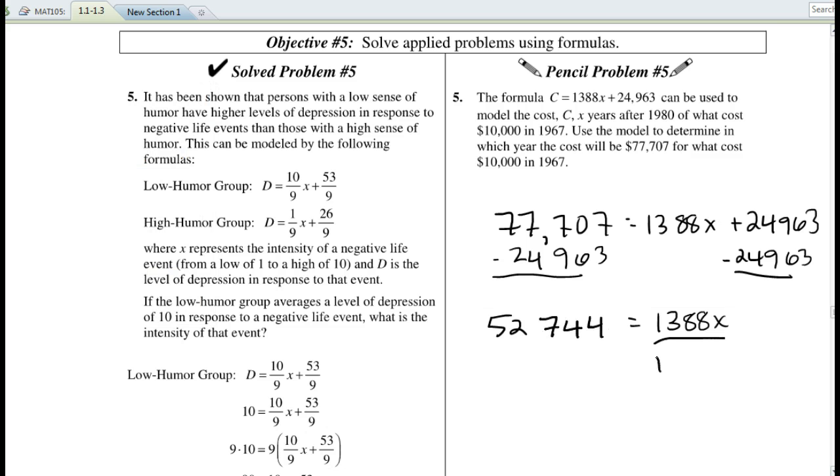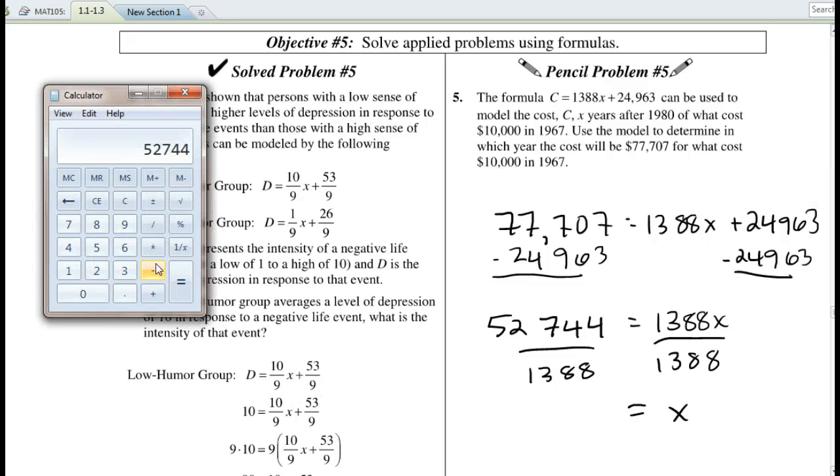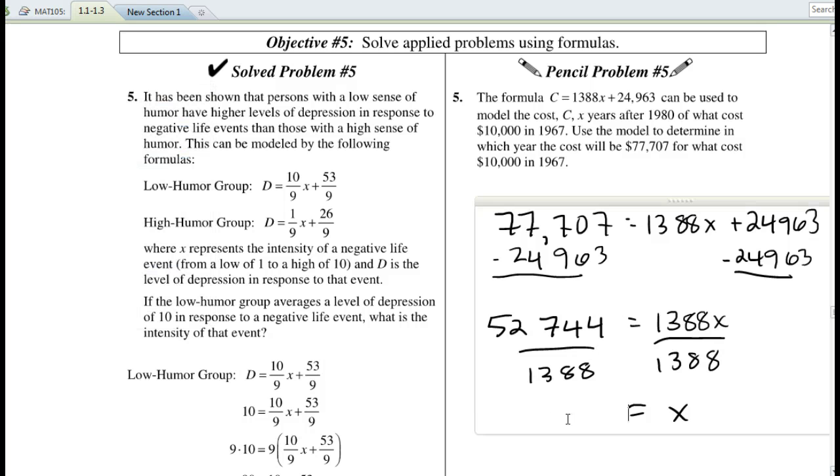Now we just divide both sides by this 1388. And we'll get x as some number, so let's just punch that in over here. My instincts tell me I'm gonna guess it's 38 if I do that in my head. Let's check my mental math though. Divided by 1388. Yep, 38, so I did it in my head correctly.